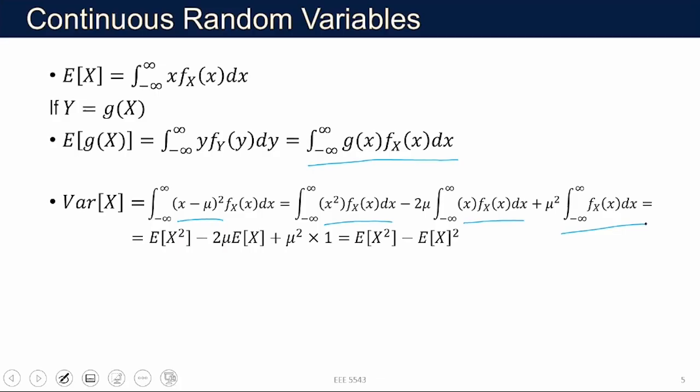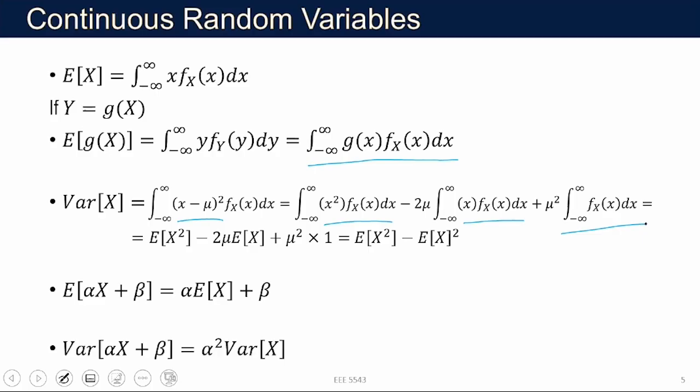Putting all of this together, we derive the equation that we had before for discrete random variables, that the variance is actually the expected value of x squared minus the expected value of x, squared. We can also derive affine transformations for a continuous random variable, just as we did in the discrete case, as well as the affine transformation for the variance.